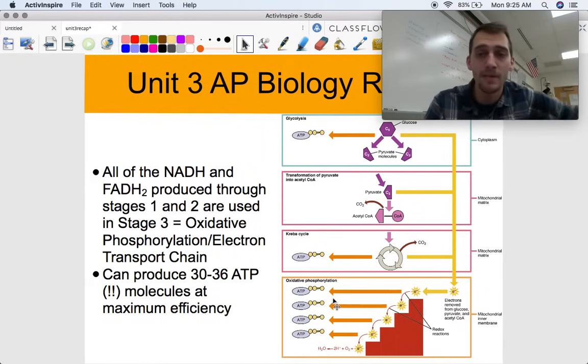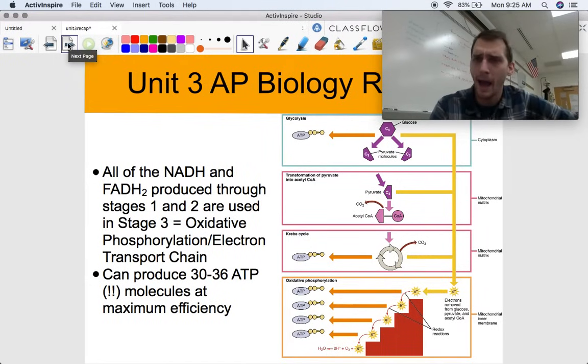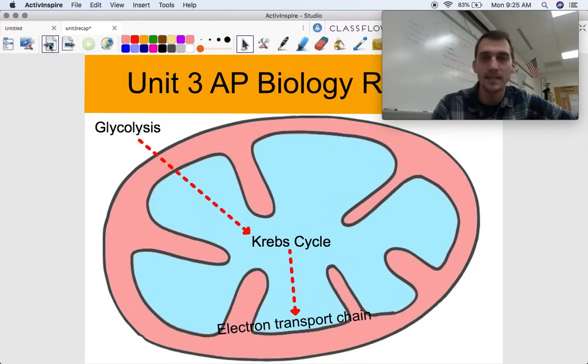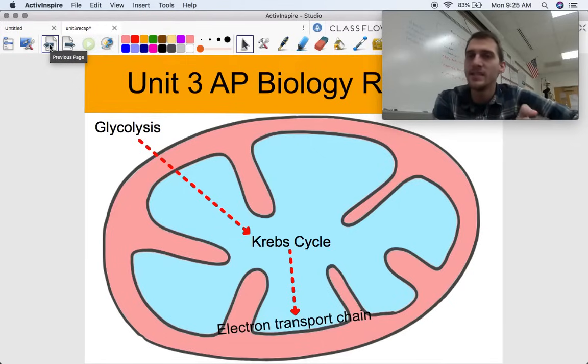So way more ATP this time than in step 1 and step 2. Okay? And how exactly does that happen? Now, how does that even make sense? If we look at our formula from a couple slides ago, it's like, okay, how do you get C6H12O6 into 36 ATP? This is how.